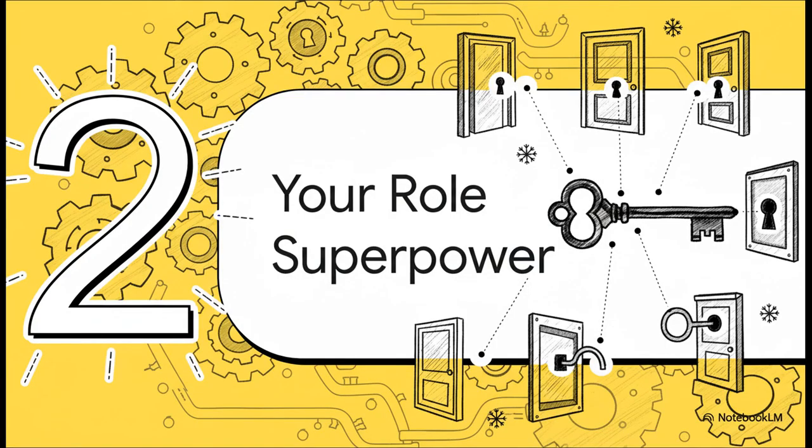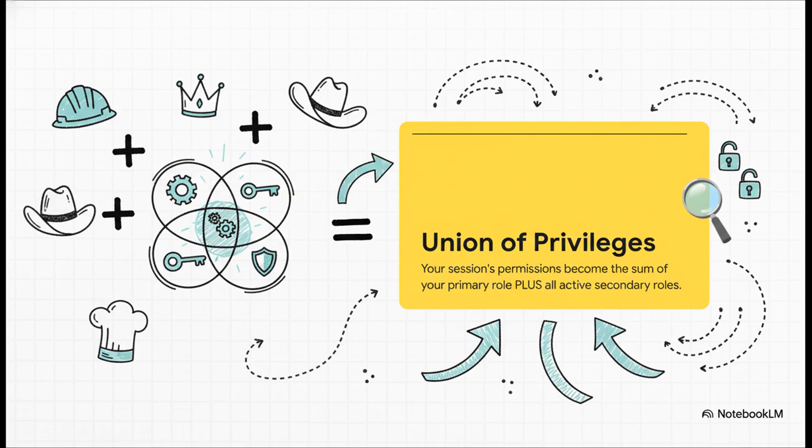Okay, but what if you didn't have to choose? What if you had like a master key that lets you unlock multiple doors all at the same time? Well, that is exactly where secondary roles come in. This is your role's superpower. And this right here is the core idea. It's a union of privileges. So instead of having these walled-off, isolated sets of permissions for each role, secondary roles give you a combined set of rights. It's the sum of your main primary role plus all your active secondary roles. It's like you get to wear all your hats at the same time and access everything you need.